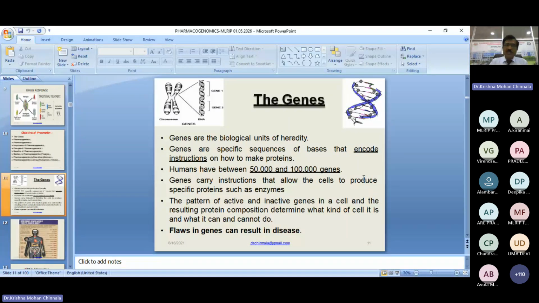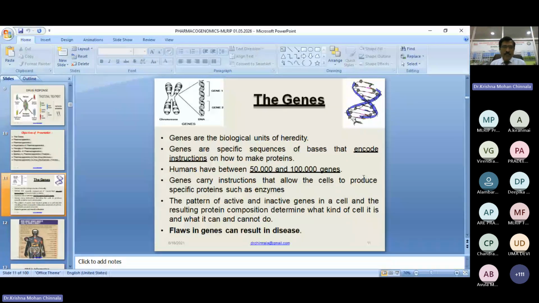Genes are specific sequences of bases that encode instructions on how to make proteins. We all know, we read in our pharmacology that most of the drugs, not all, act through the receptors, right? So receptors are nothing but proteins. We know that. But how are proteins synthesized? Just because of the specific sequences from genetic material that make the proteins.